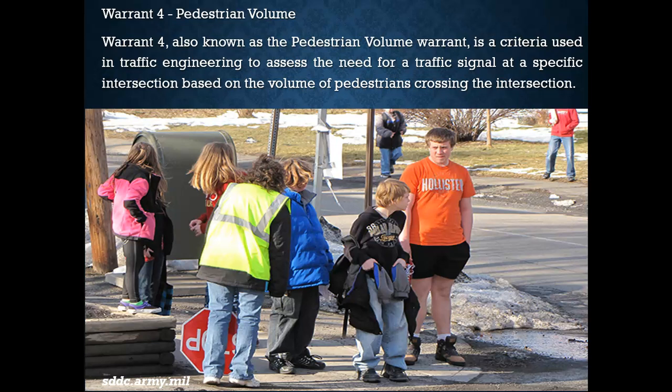So the need for this warrant, or to set up a traffic signal at that point, is due to the pedestrian volume. It helps us know based on the volume of pedestrians crossing the intersection. And these are studied over a period of time to be able to monitor and ascertain the volume of pedestrians on the road at that particular time, to know if there will be a need to install a traffic signal at that specific intersection. So this is basically the pedestrian volume.